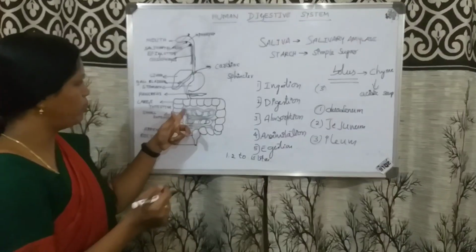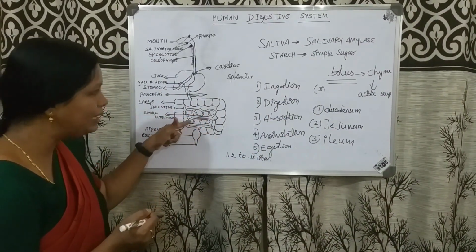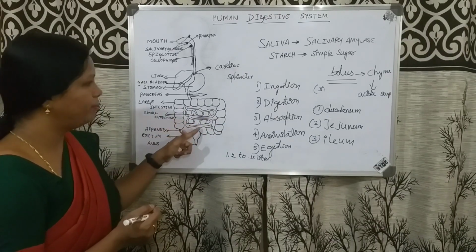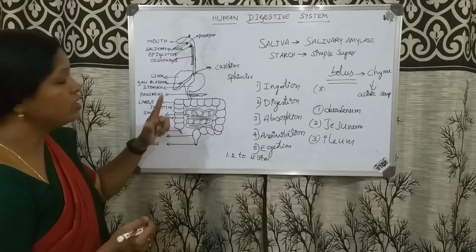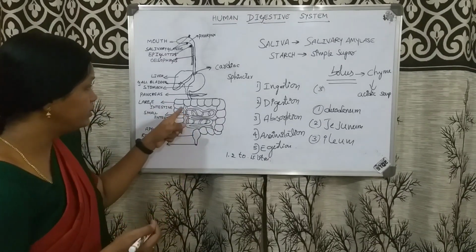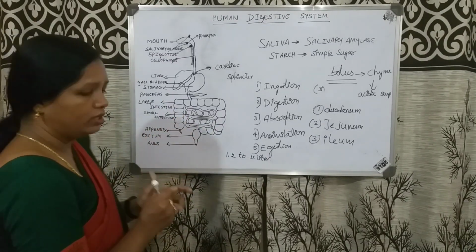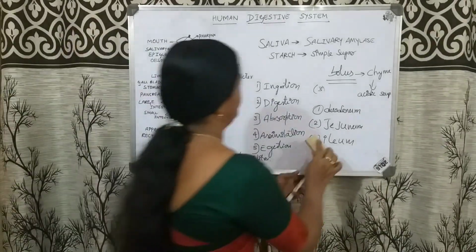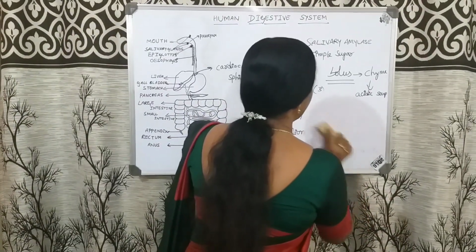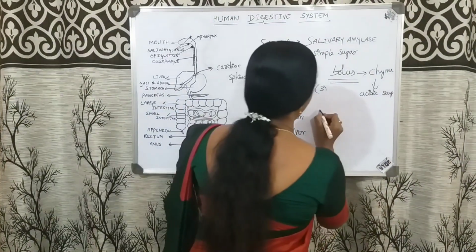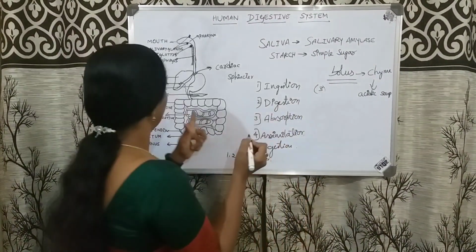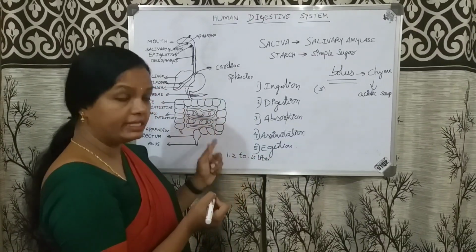So the first part is the duodenum, the middle part is the jejunum, and the final part is the ileum, wherein this ileum connects to the large intestine. In the small intestine, the glands present secrete the intestinal juices.